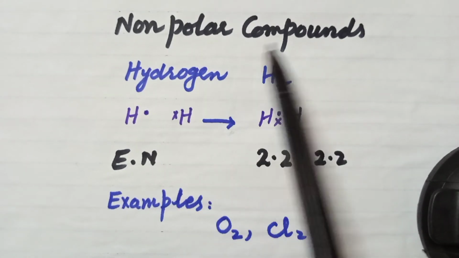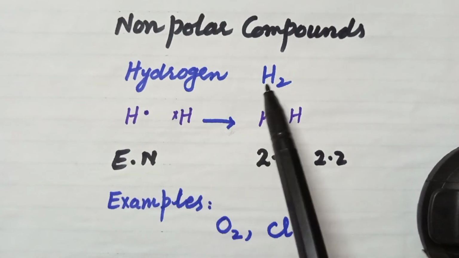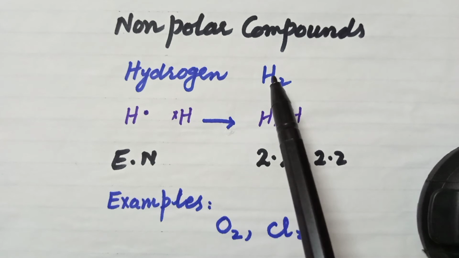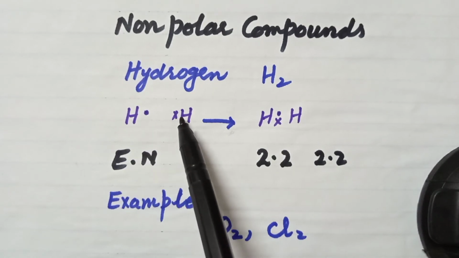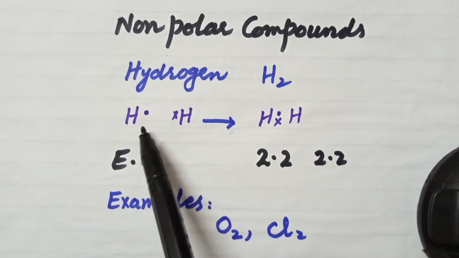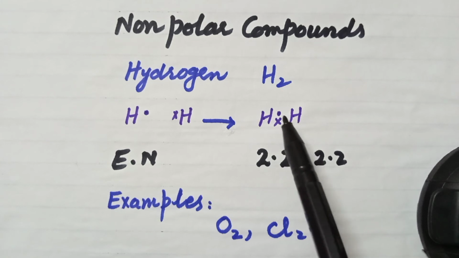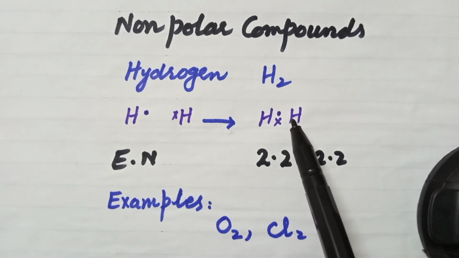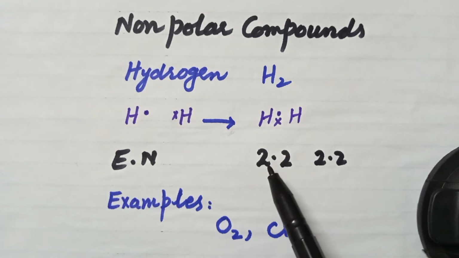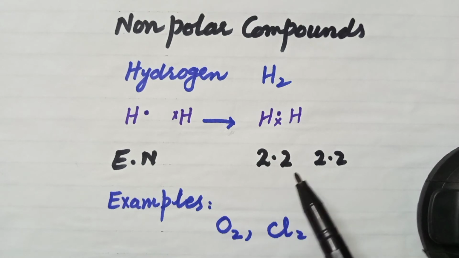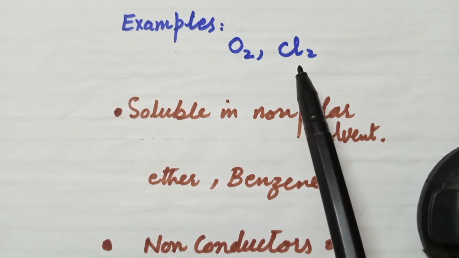Non-polar compounds are those compounds which consist of the same types of atoms in the molecule. For example, the hydrogen molecule. The hydrogen molecule consists of two hydrogen atoms. You can see here that each of these two hydrogen atoms has one electron in its outermost shell, and both of these two atoms will combine to form a hydrogen molecule, and this shared pair of electrons has the same force of attraction on both of these two hydrogen atoms because both of them have the same electronegative value, that is 2.2. Some other examples of non-polar compounds are oxygen and chlorine.